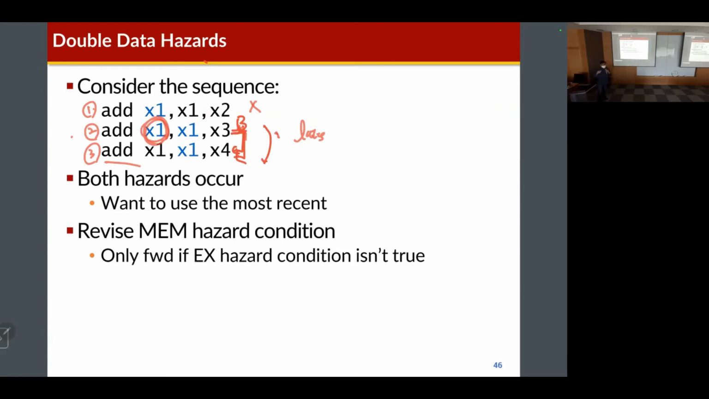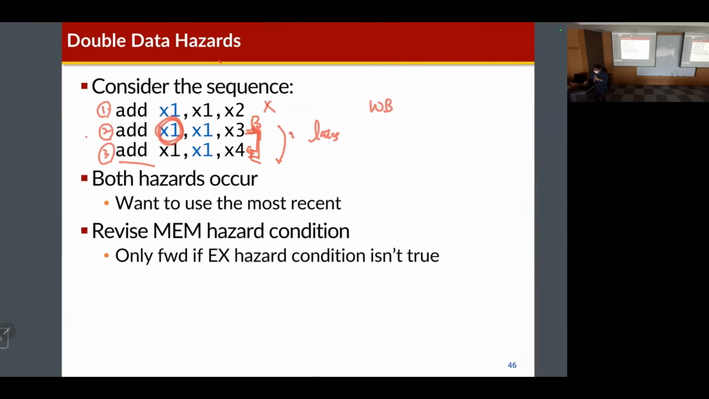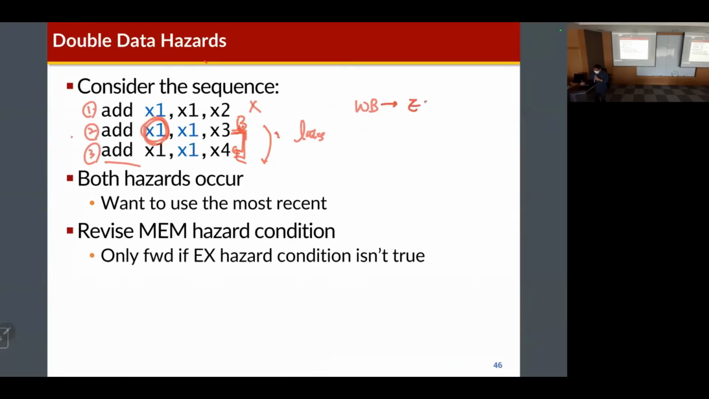when we detect the forwarding path, we can find that write back to EX forwarding is possible, and memory to EX forwarding is also possible. So in this case, it's a double forwarding, actually a double data hazard. So in this case, we need to select this condition, this path, because this is the latest value, the latest output.